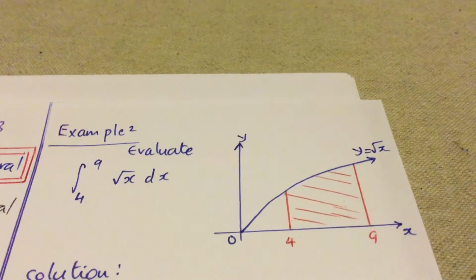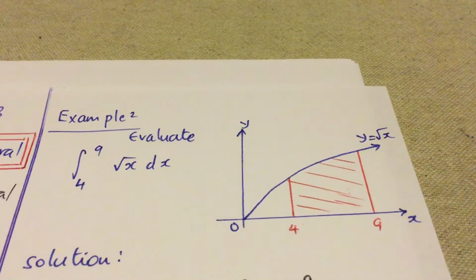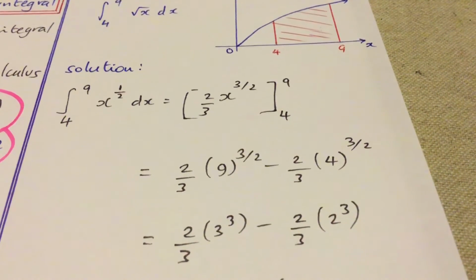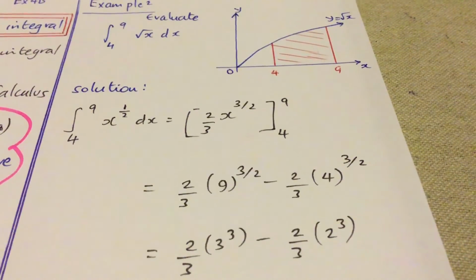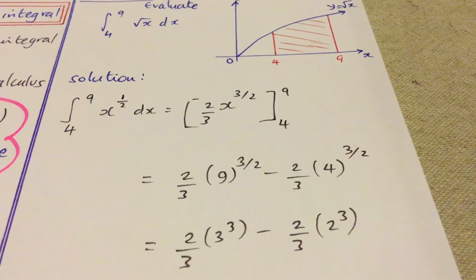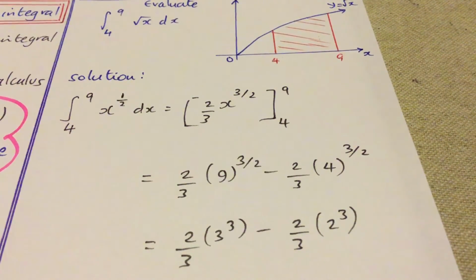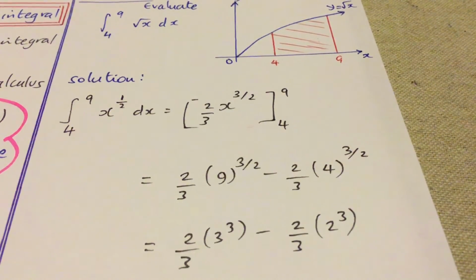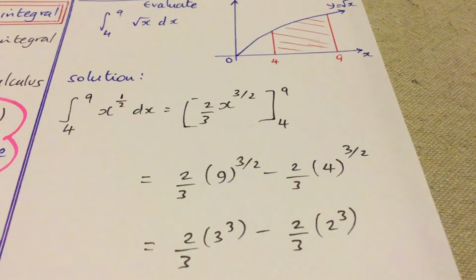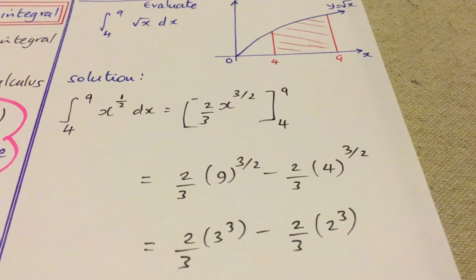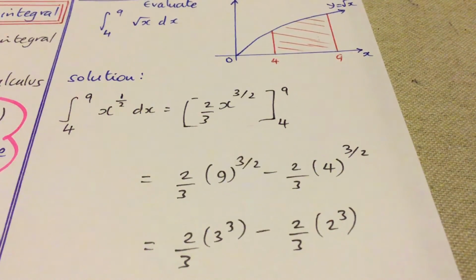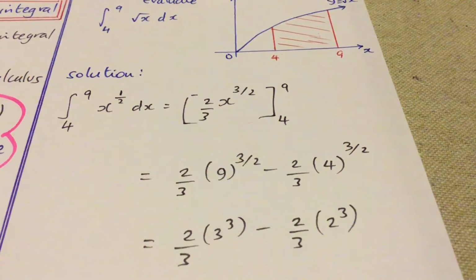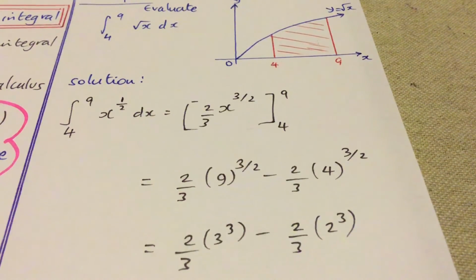And coming back to this question, how to anti-differentiate root of x from 4 to 9, you just have to do 3 steps. First step, you anti-differentiate square root of x, which is x to the half. Anti-differentiate means you add 1 to the power, divide by the new power. So adding 1 to half gives you 3 over 2, and dividing by 3 over 2 gives you 2/3. Again, you put a square bracket, 4 and 9, and then you sub in 9 and 4 and then subtract. That will give you the final answer.